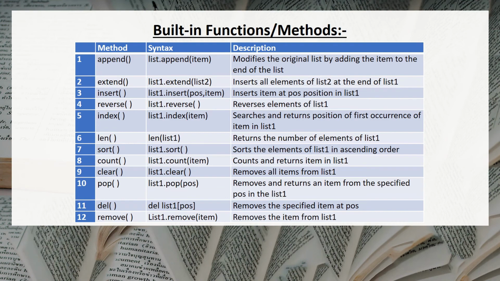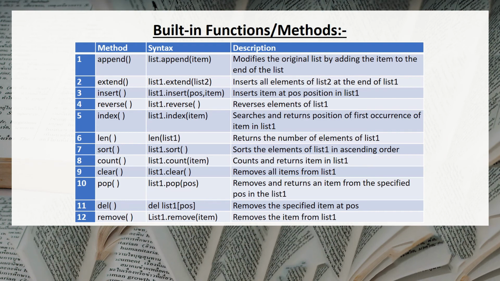Len we have already discussed. Sorting means arranging the elements of the list in ascending order, and the sorted list will be returned in the same list. That means your original list will change. Count, the name already tells you that it counts the number of occurrences of an element in the list. Clear means you are clearing all the elements or deleting all the elements from the list.